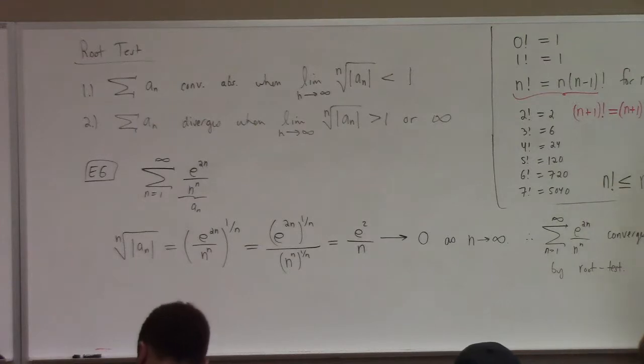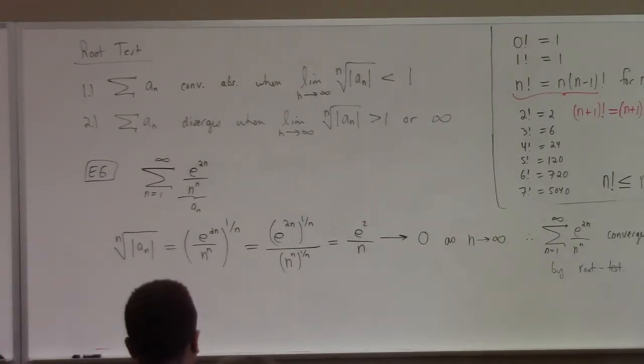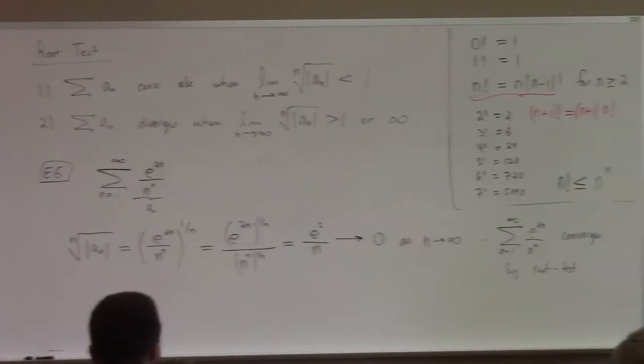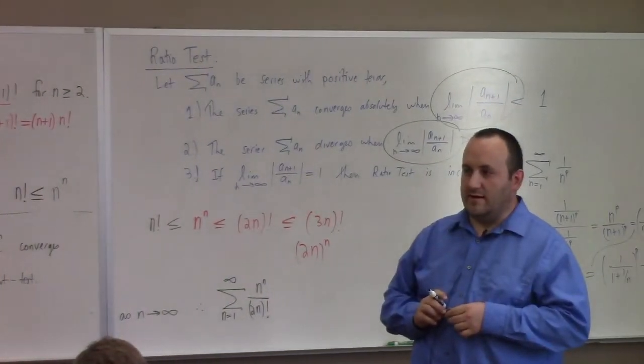So I would say if you see something like n to the n in the problem, maybe the root test is the right tool. If there's a factorial, I kind of think of ratio test, but these are general guidelines.